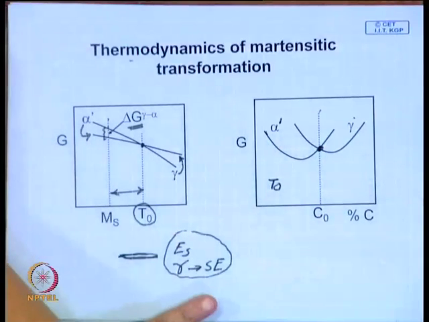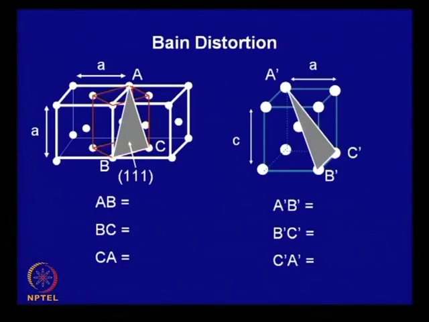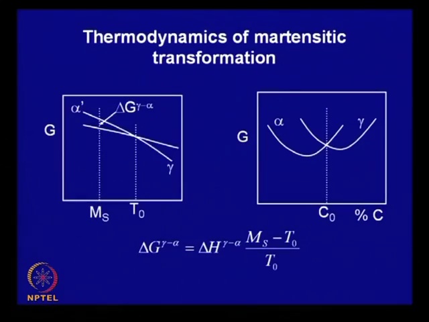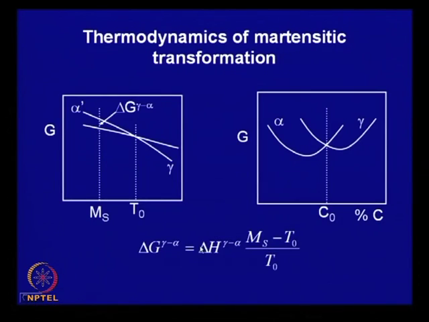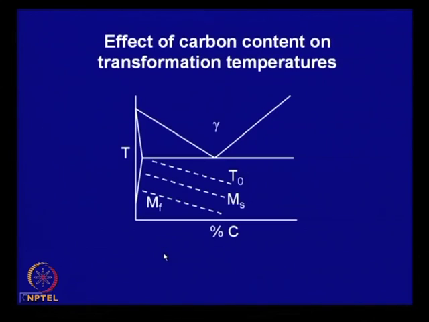But this does not happen at this particular temperature. You have to undercool, and you can use your principles of thermodynamics. It is possible to calculate this driving force, the same way we worked it out for the precipitation process. This is the undercooling. So, this driving force is proportional to the undercooling. The higher the undercooling, the higher is the driving force for martensite formation.